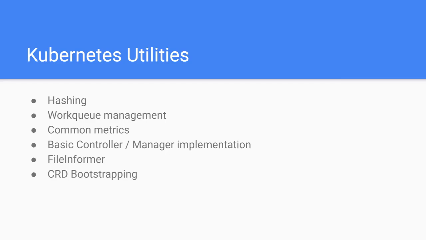If you don't want to use one of the other libraries like client-go or controller-runtime for that, it does have a file informer, which essentially works the same as other Kubernetes API informers, but it reads from a local file instead. This can be helpful if you're trying to bootstrap some local config, or you want to allow people to mount volumes into your controller and control the behavior in some way. And it also has some helpers for CRD bootstrapping, which make use of the controller-runtime libraries for the same thing.